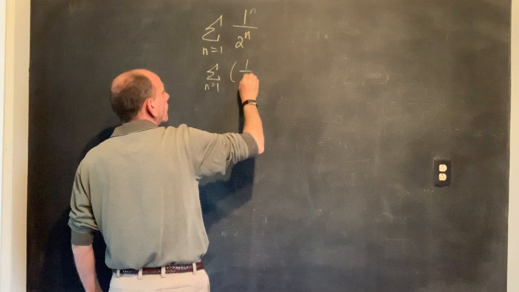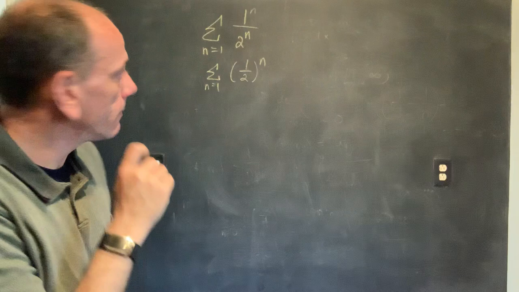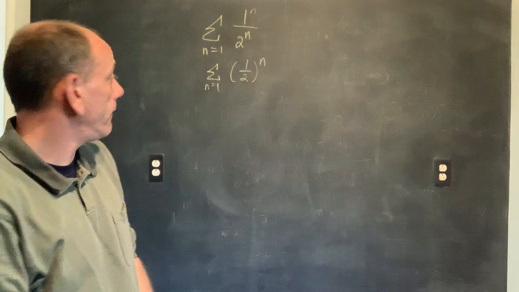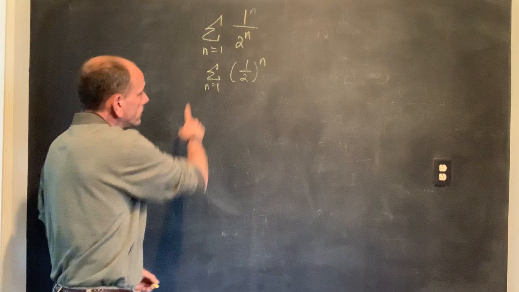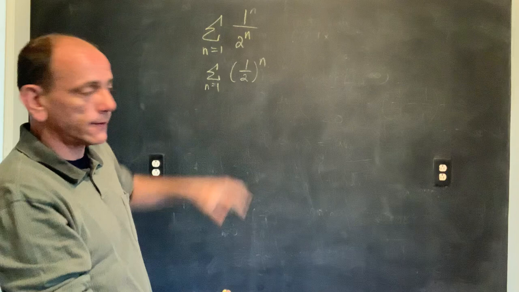Aha! This is a geometric series where r is less than 1. So clearly this converges based on that. And in fact, we can find out what it converges to. It converges to 1, because we're missing that zeroth term. But still, we can get that this converges, and what it converges to, from the fact that it's a geometric series.